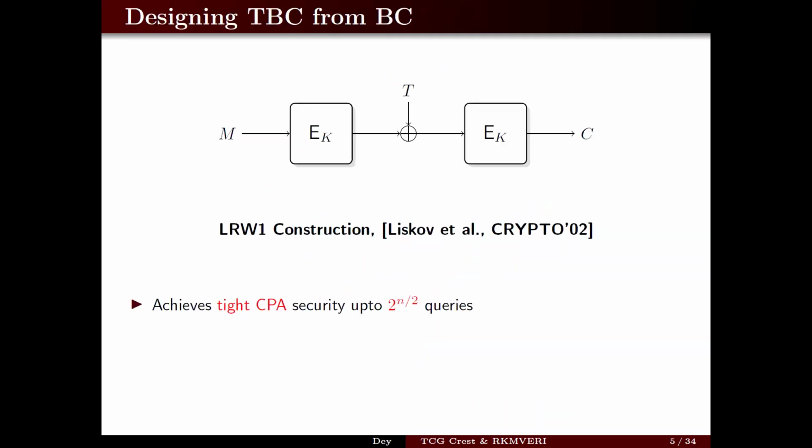Now to design a tweakable block cipher from a classical block cipher, we have basically two approaches. In the first approach, tweakable block ciphers are designed from a classical block cipher with the assumption that the underlying block cipher is a pseudorandom permutation. In the second approach, we assume that the underlying block cipher is an ideal cipher. Here we are focusing on the first approach. The first secure design of a tweakable block cipher was the LRW1 construction, proposed by Liskov et al. in Crypto 2002. The authors have shown that this construction achieves tight CPA security for up to 2^(n/2) queries. One thing to note is that this LRW1 construction cannot be secure against any CCA adversaries.